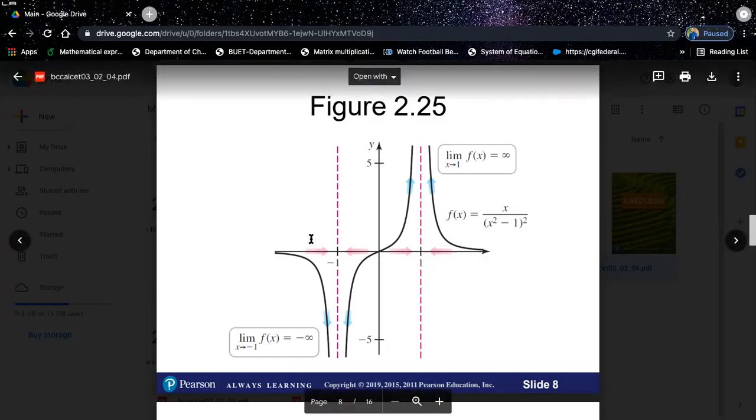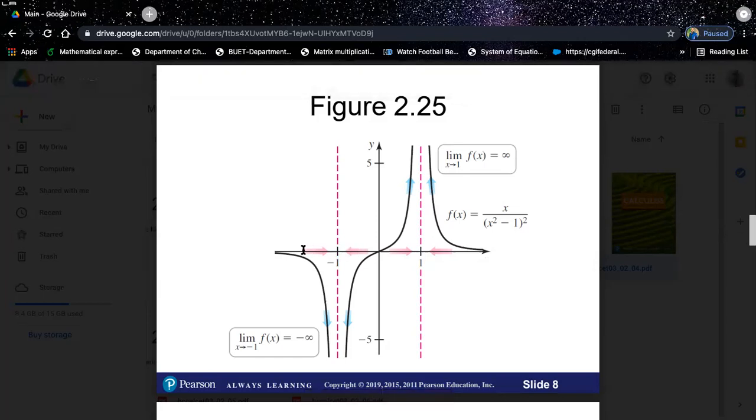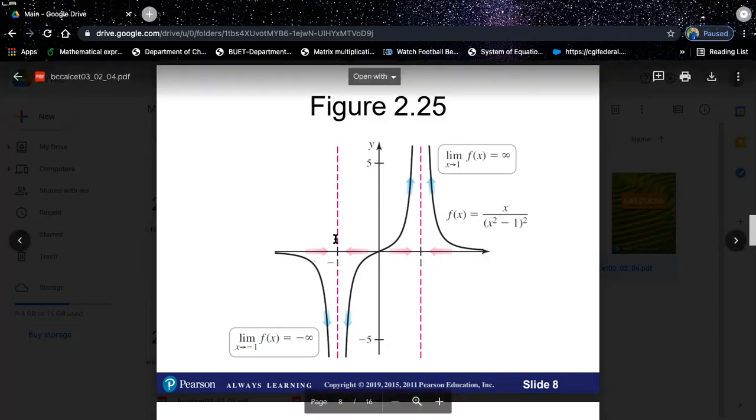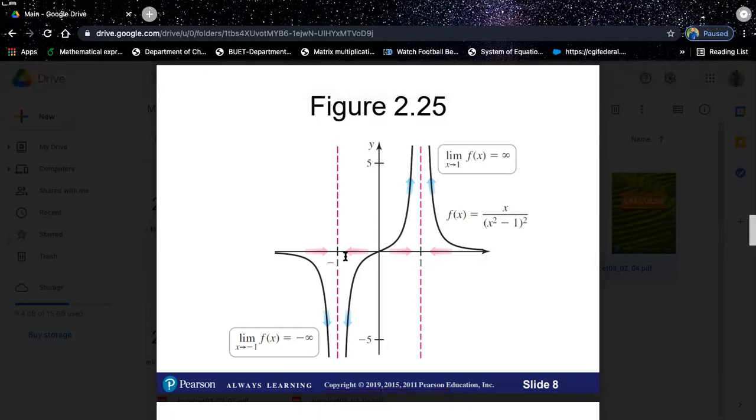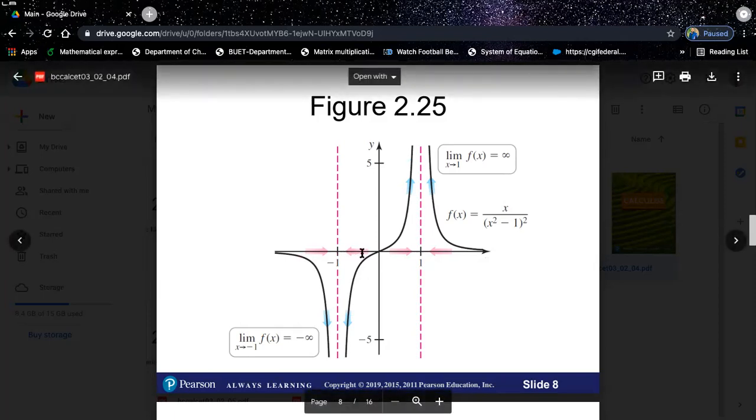Same goes for this one as well. When we're approaching towards negative infinity from either side, we can see the graph is going towards negative infinity. So it meets our requirement. We can say that x equals -1, this dashed line, is the vertical asymptote. So we can actually have more than one vertical asymptote for a particular function. Like for this particular function, we have 2 vertical asymptotes.